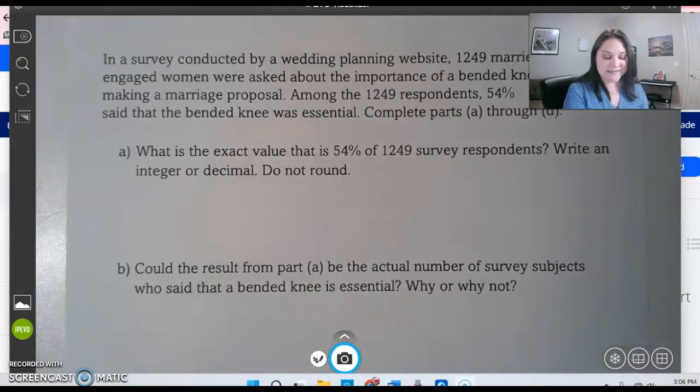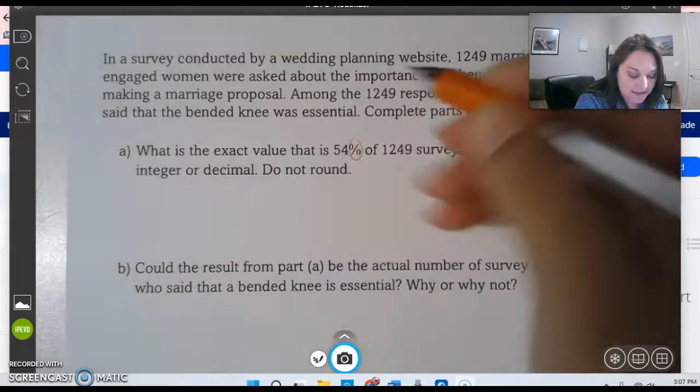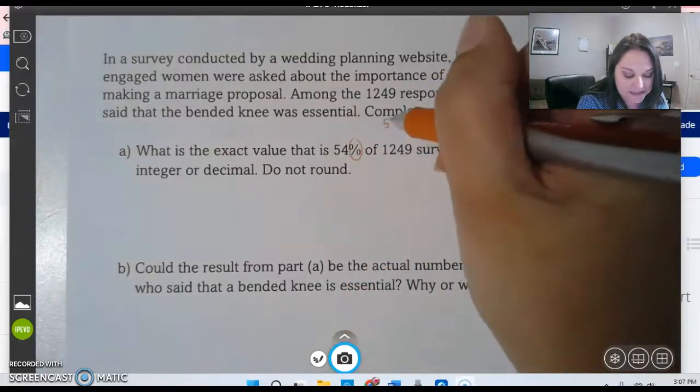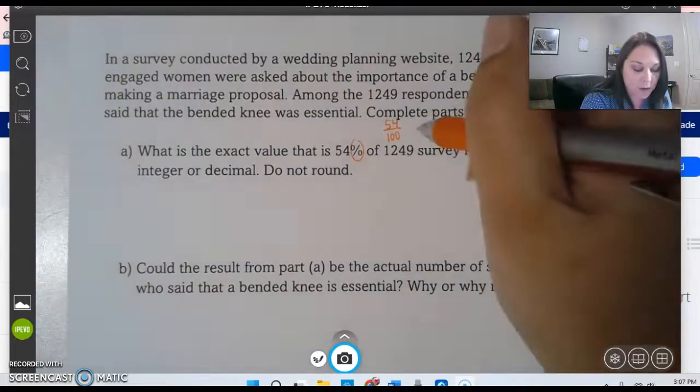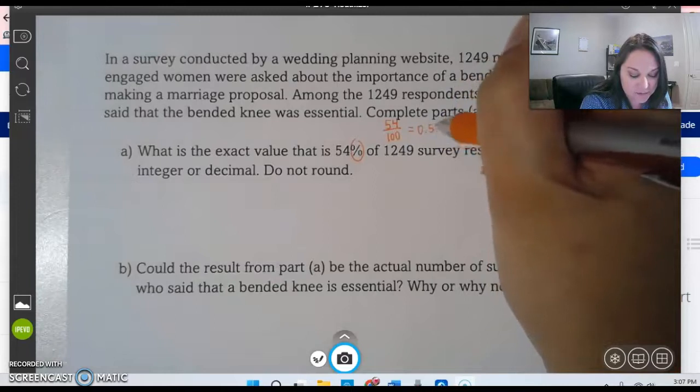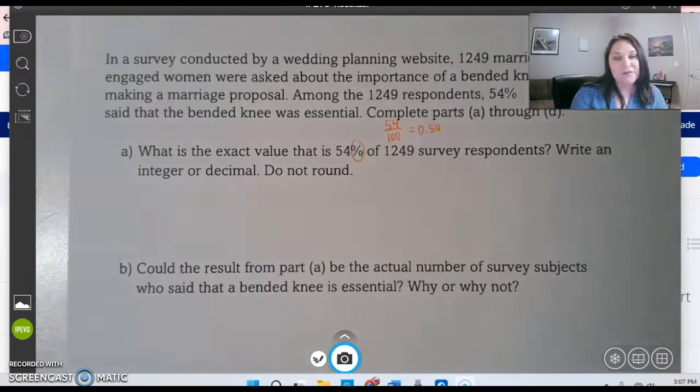So the first question is asking, what is the exact value that is 54% of 1,249? In the last slide, they mentioned that this symbol percent means divided by 100. And so one way to rewrite 54% is 54 over 100 as a fraction. That means 54 divided by 100. But also this is the decimal equivalent to 0.54. That's 54 hundredths.